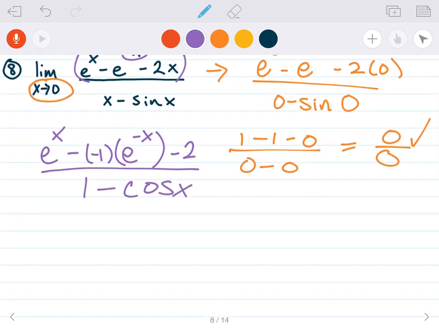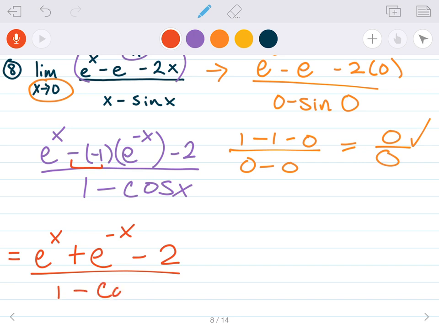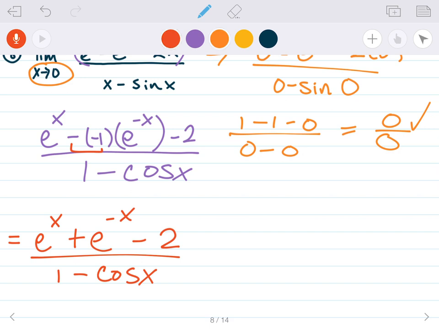Okay? Let's go ahead and simplify before I plug in 0. So simplifying this, I get e to the x plus e to the negative x, since these make a positive, minus 2. On the bottom, I can't really simplify, but that's where I'm at. Let's go ahead and plug in 0 now to see what happens.